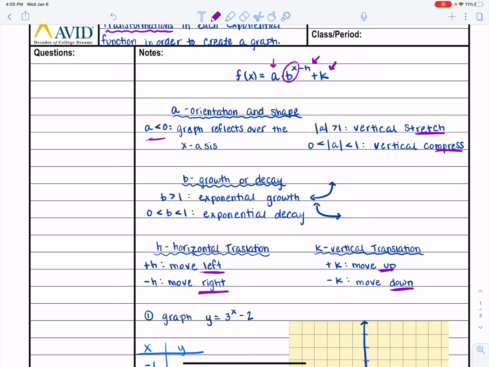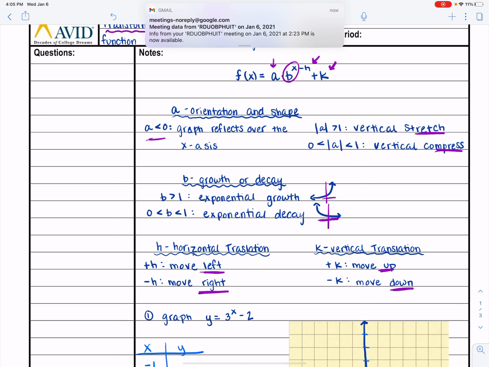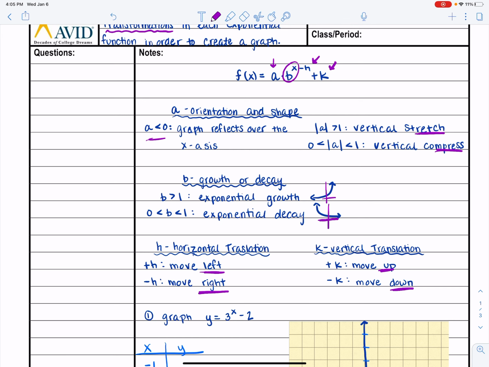The other thing you should have noticed yesterday, in your discussion question, I talked to you about how some graphs look like this bottom one. From left to right, those graphs go down, but most of your graphs from left to right went up. And I told you that if they go up from left to right, it's called exponential growth, and if they're going down, it's exponential decay.